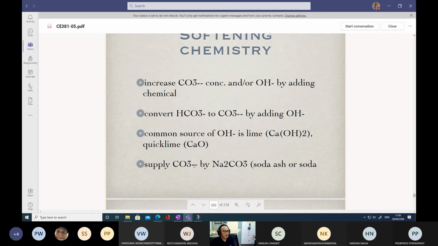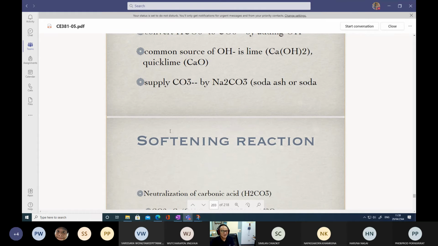Extra amounts of the carbonate ion may be required. So if it's required, we may need to add sodium carbonate. Sodium carbonate, the common name is soda ash. This one, the common name is lime. And this one, the common name is quicklime. So sometimes we have to supply the carbonates by adding the sodium carbonate or the soda ash.